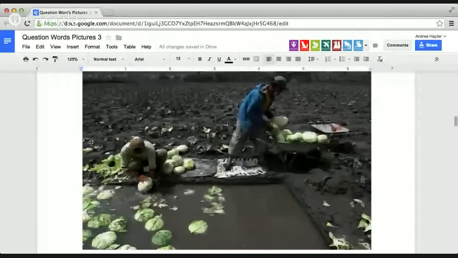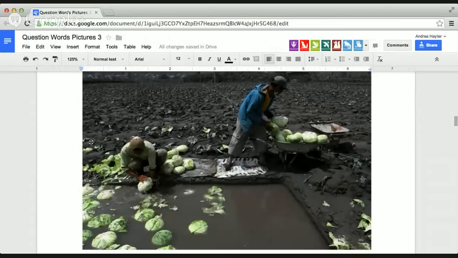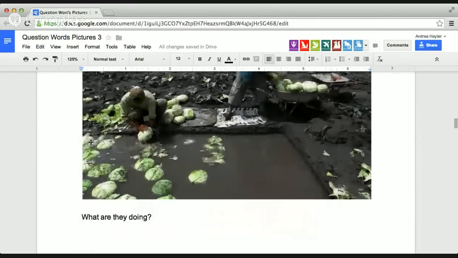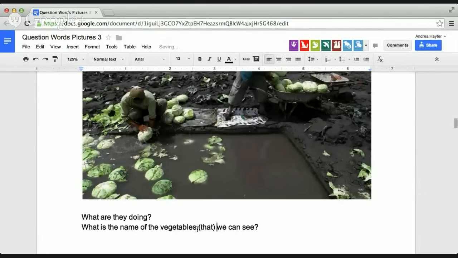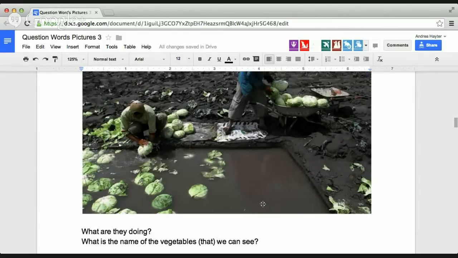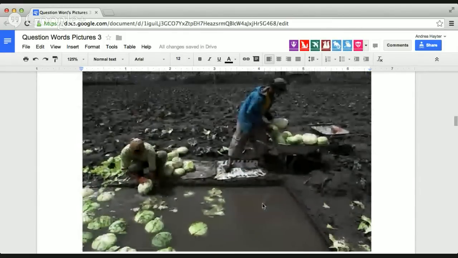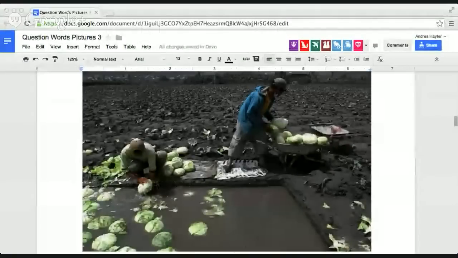What's the name of the vegetables? You had a good start. What is the name? What's the name of the vegetables? I would say, what is the name of the vegetables we can see? Or you could say the vegetables that we can see, but that we is optional. You don't have to say that all the time. What is the name of the vegetables that we can see? Or the name of the vegetables we can see. Very good. Kishan, another question.